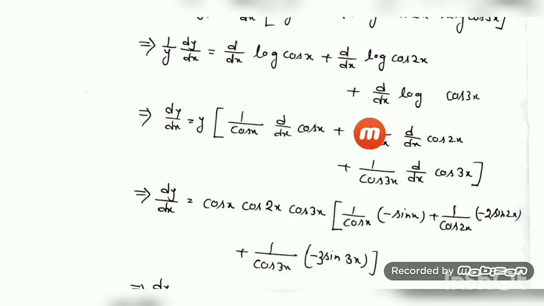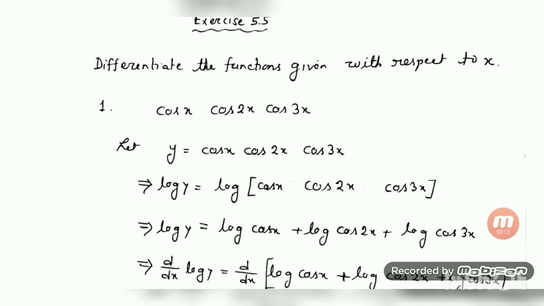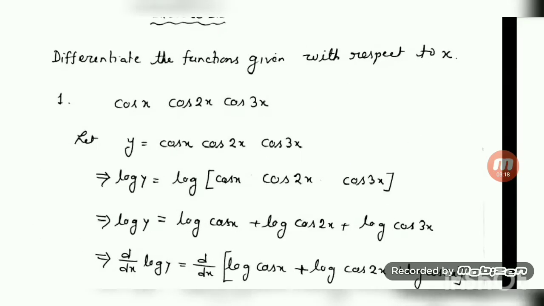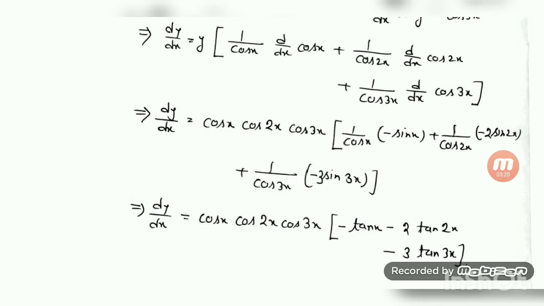Similarly, plus is there. You think of cos 2x as x now, and d/dx of log x formula gives 1 by cos 2x into d/dx of cos 2x. Same way, d/dx of log of cos 3x is 1 by cos 3x into d/dx of cos 3x. Then dy/dx equals, I have substituted the value of y here. y is cos x, cos 2x, cos 3x. You can see here, this is your y.